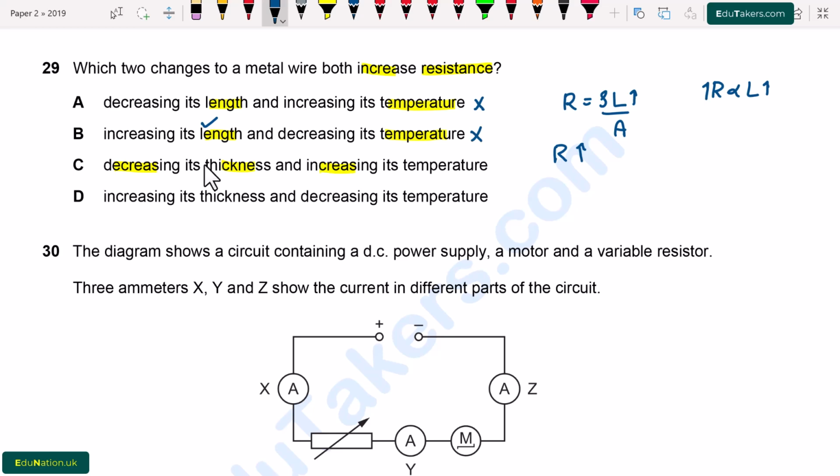Option C, decreasing its thickness. Now we talk about the thickness. Here resistance is inversely proportional to area. When the thickness decreases, the resistance increases. So this is correct, and increasing its temperature. We can also increase the resistance by increasing temperature. Option C is correct.